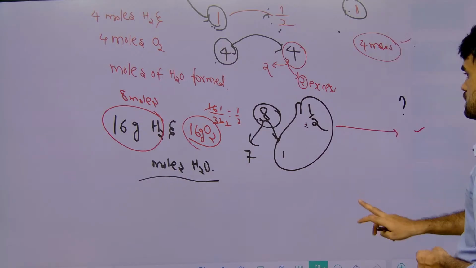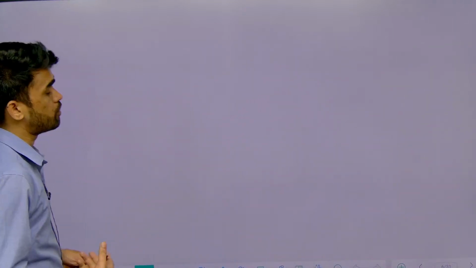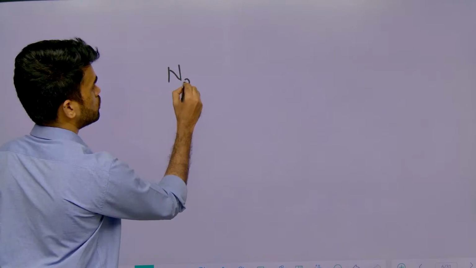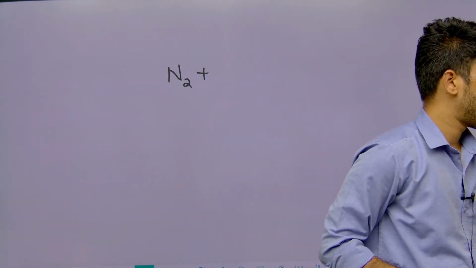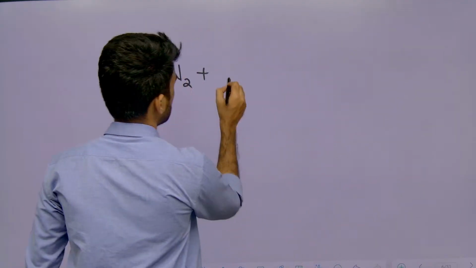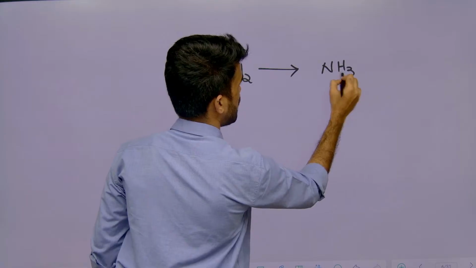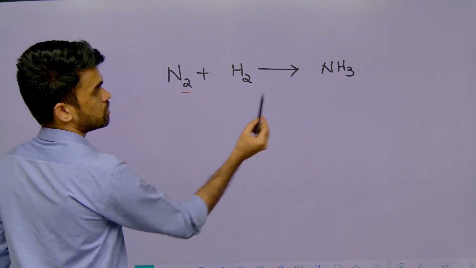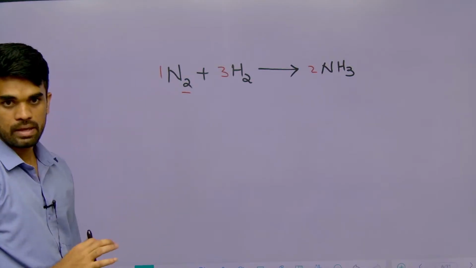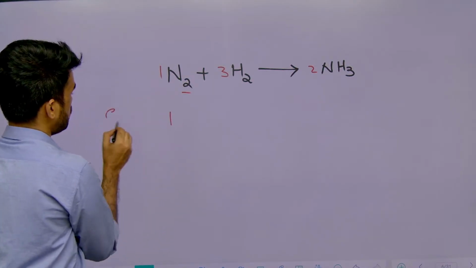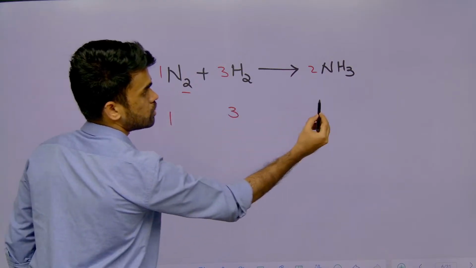Okay, one more question we will do, then we will move to percentage yield questions. So, N2 plus H2 gives rise to NH3. Balance this first. So it should be 2, it should be 3, here it should be 1. Take the stoichiometric coefficients from the equation: 1, 3, 2.